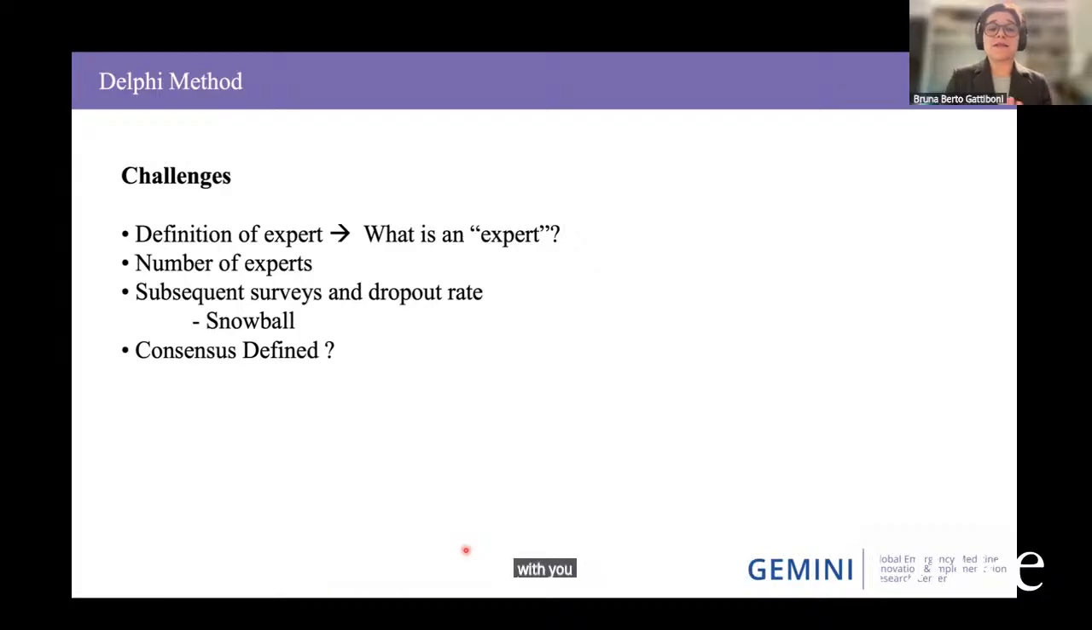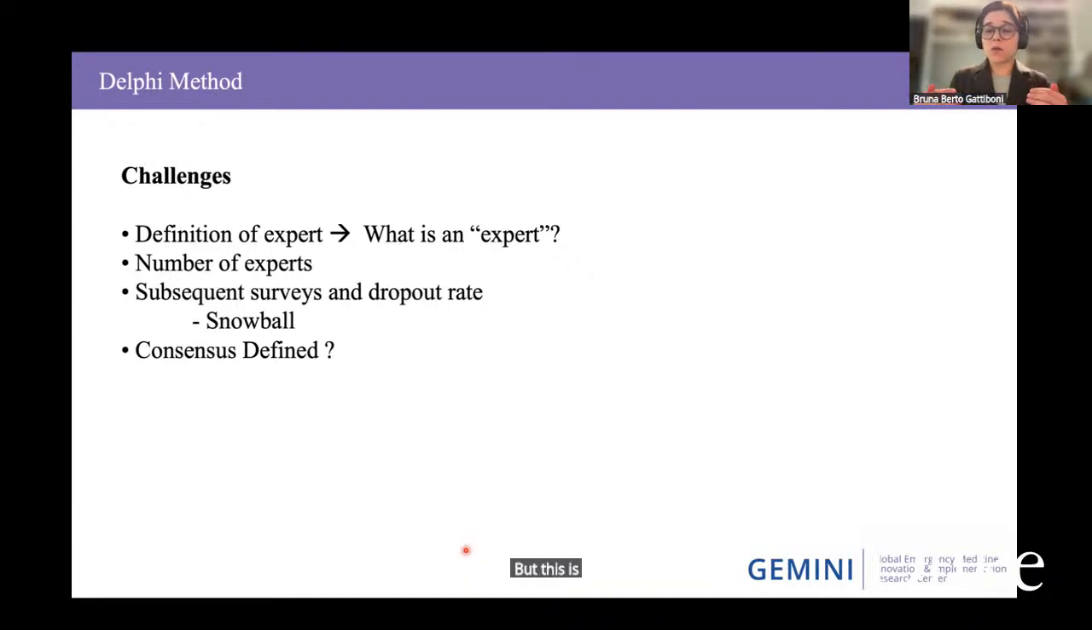The consensus definition is another problem, because some research uses 75% as consensus, but others try to reach unanimous consensus.